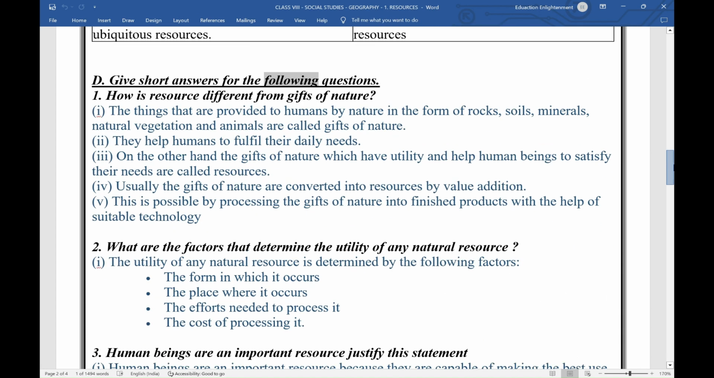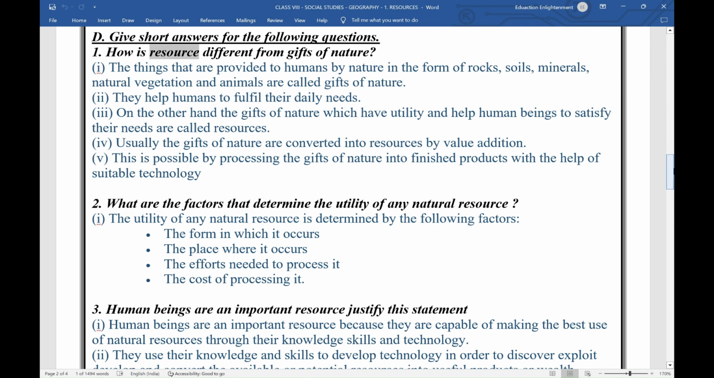D. Give short answers for the following questions. 1. How is a resource different from gifts of nature? 1. The things that are provided to humans by nature in the form of rocks, soils, minerals, natural vegetation and animals are called gifts of nature. 2. They help humans to fulfill their daily needs. 3. On the other hand, the gifts of nature which have utility and help human beings to satisfy their needs are called resources. 4. Usually the gifts of nature are converted into resources by value addition. This is possible by processing the gifts of nature into finished products with the help of suitable technology.